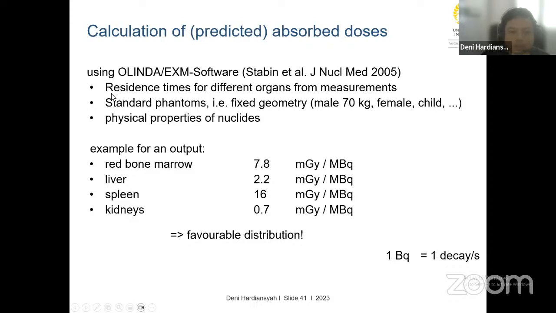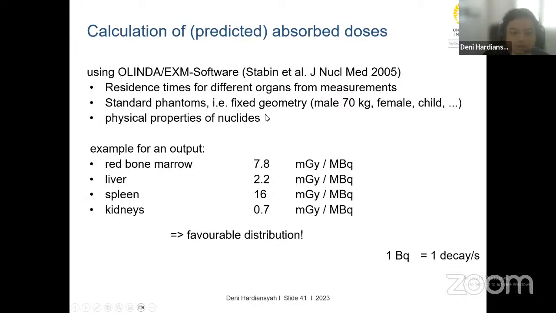And then the input is the residence time for different organs from the measurement. This residence time, or time integrated activity coefficient, we collected from the fitting process. Here we can use the standard phantom, for example, the fixed geometry. We use the male 70 kilogram, and also female. We can also use it for the child, etc.